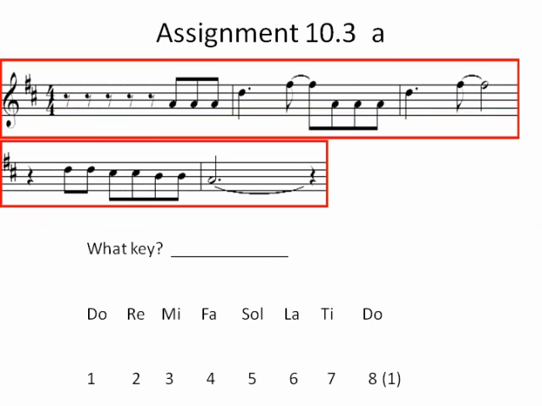All right, very quickly. Assignment 10.3 has to do with taking a scale and putting it into either solfège syllables or numbers. So you have a scale. Each member of the scale has a different number or a different syllable. If you look at this example, I will tell you it's a major key. What key is this in?